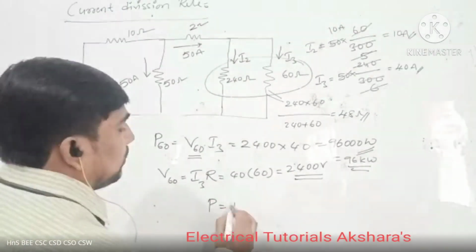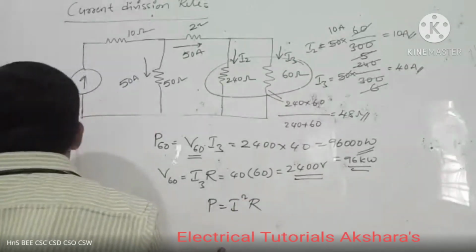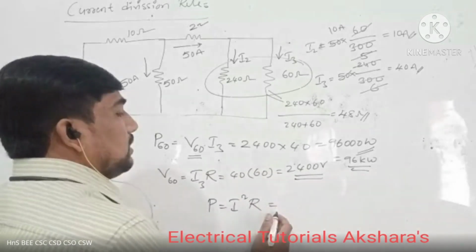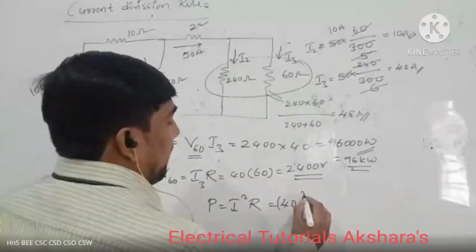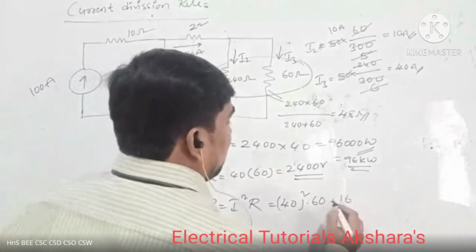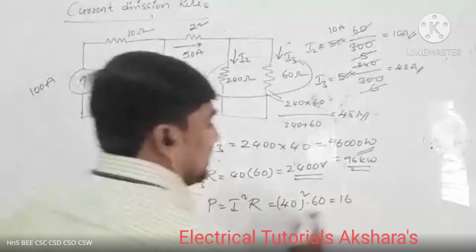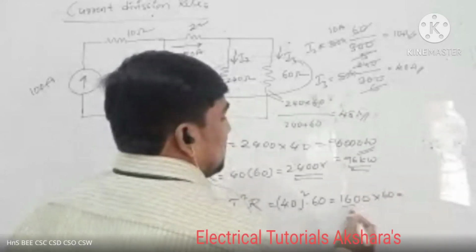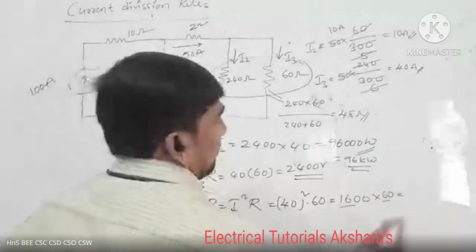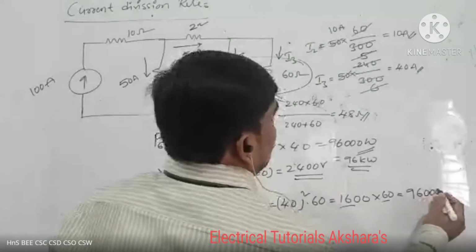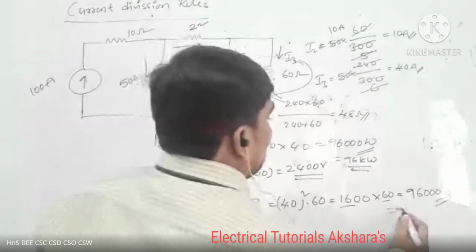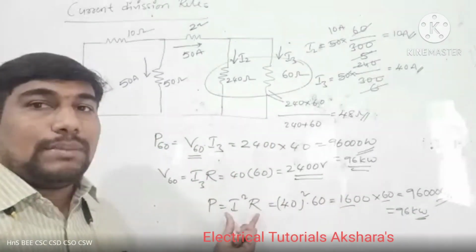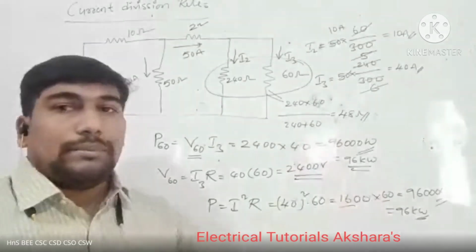Now we have some other formulas in our power equation. P equals I square into R. This is also one of the important formulas. What is I square? I square is 40 square into 60. 40 square is 1600, so 1600 into 60 gives 96,000 watts. Simply I am writing 96 kilowatts. Same answer. The power formula is different, but the answer should be the same.